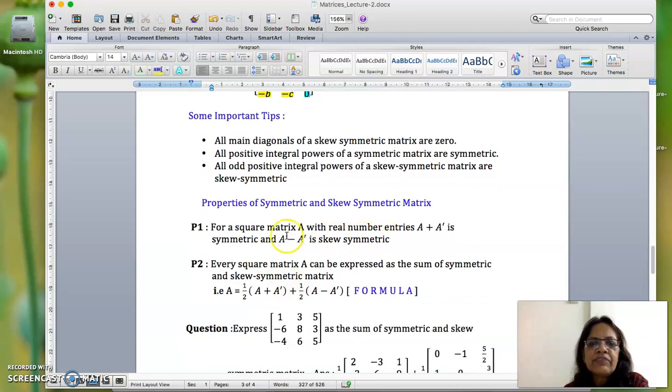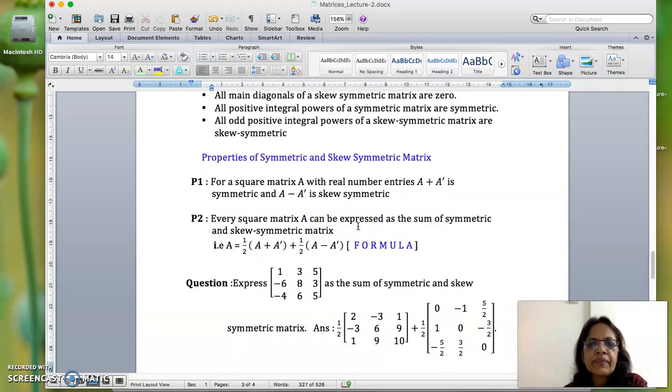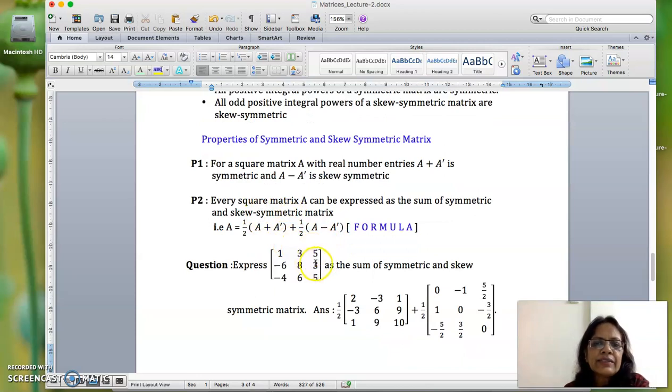Now there are two important properties of symmetric and skew symmetric matrix. First property says if A is a square matrix, then A plus A dash is symmetric and A minus A dash will be skew symmetric. With example you can verify this, and this question you get sometimes, 4-mark question, 2-mark question on this. Every square matrix A can be expressed as sum of symmetric and skew symmetric matrix.